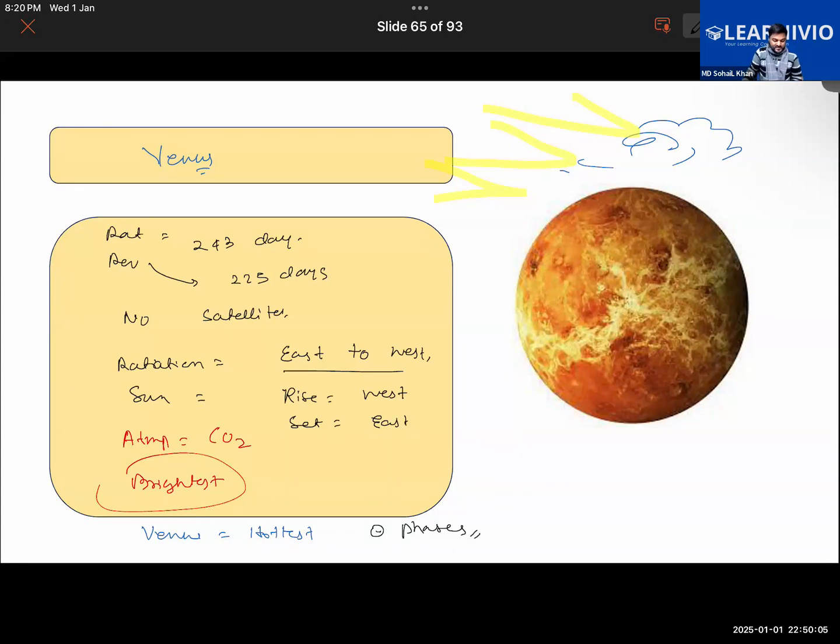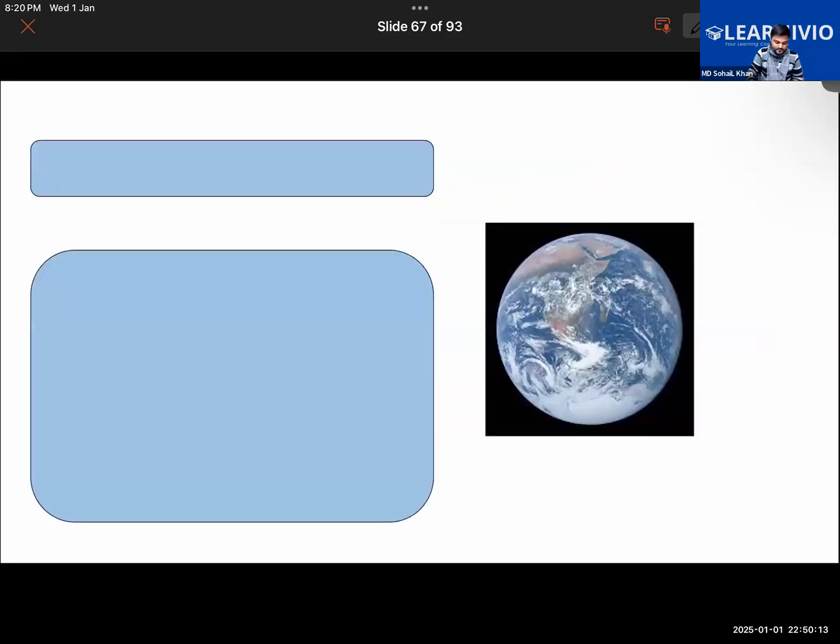Does it have any satellite? It does not have any satellite. Okay, hope that much should have been clear.